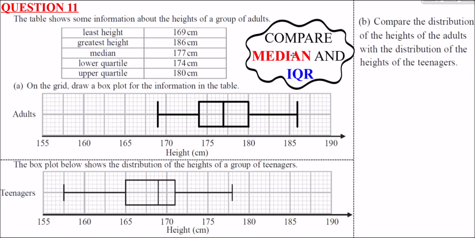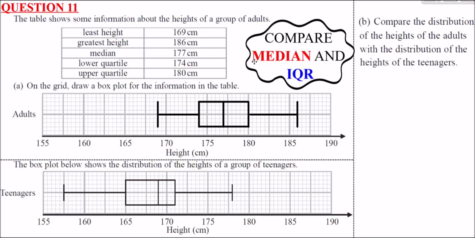Always compare medians and interquartile ranges if you're talking about a box plot, and more than that, give a context to the values. Don't just use numbers, say what the numbers mean. In this case, talking about the heights, and median therefore will relate to the average height or a typical height, and interquartile range will relate to the range or consistency of heights for both adults and teenagers.